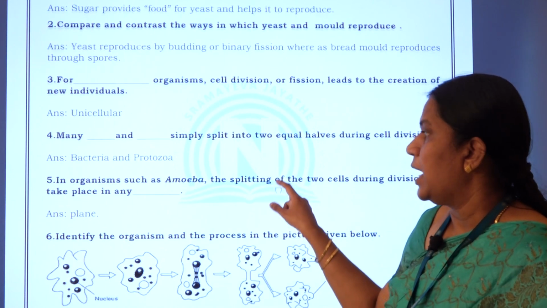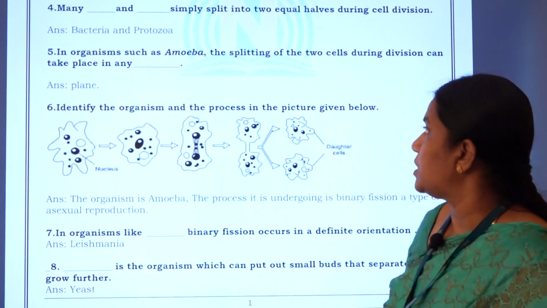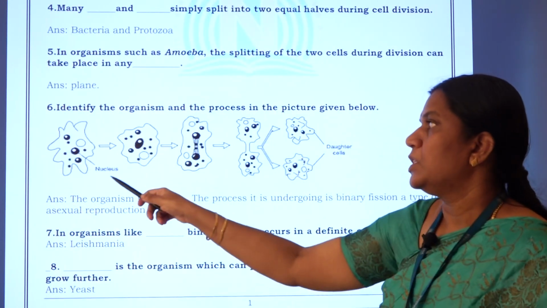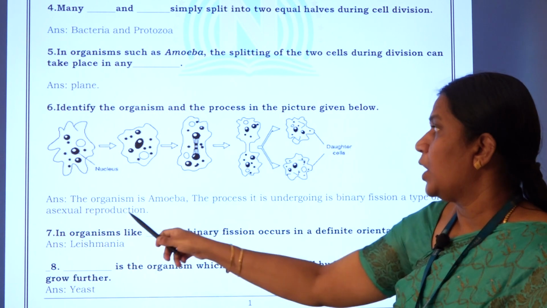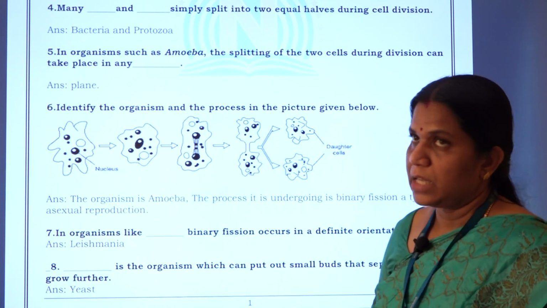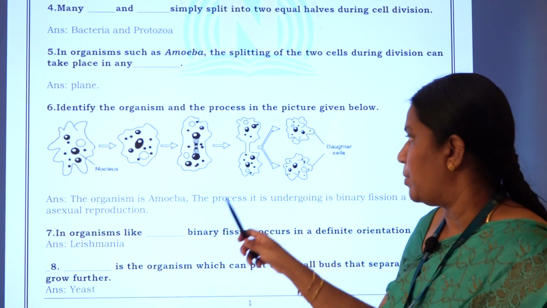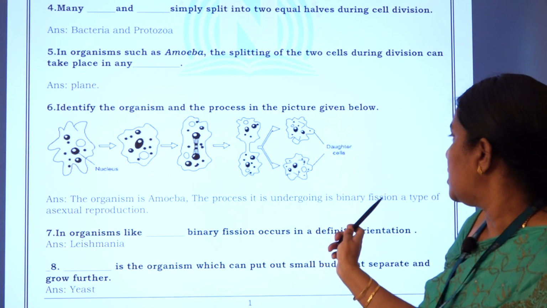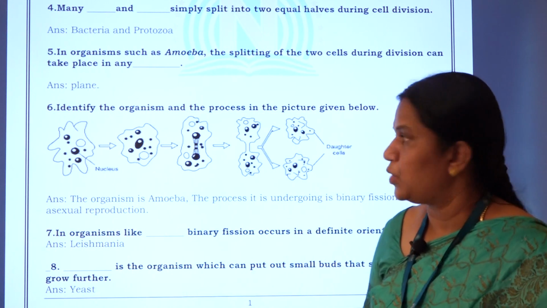So sixth question, identify the organism and the process in the picture given below. So the organism is amoeba. You know, the amoeba has no definite shape. It is irregular in shape. This organism is amoeba. The process it is undergoing is binary fission, a type of asexual reproduction.